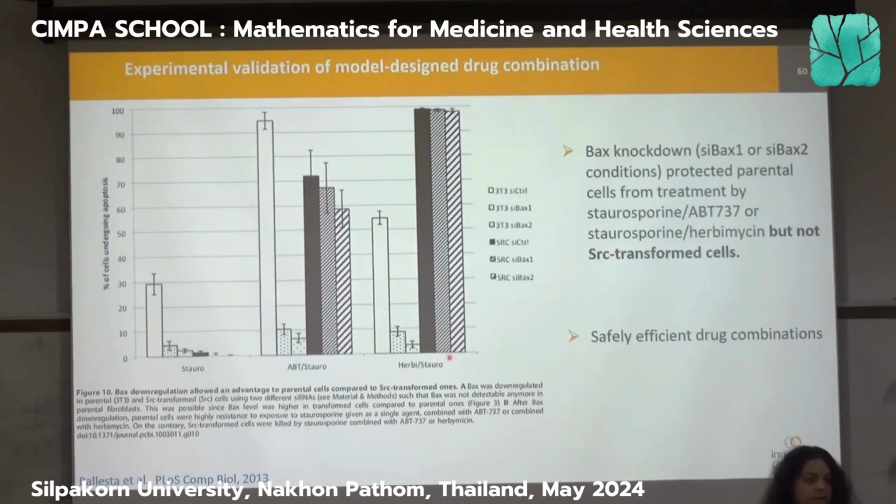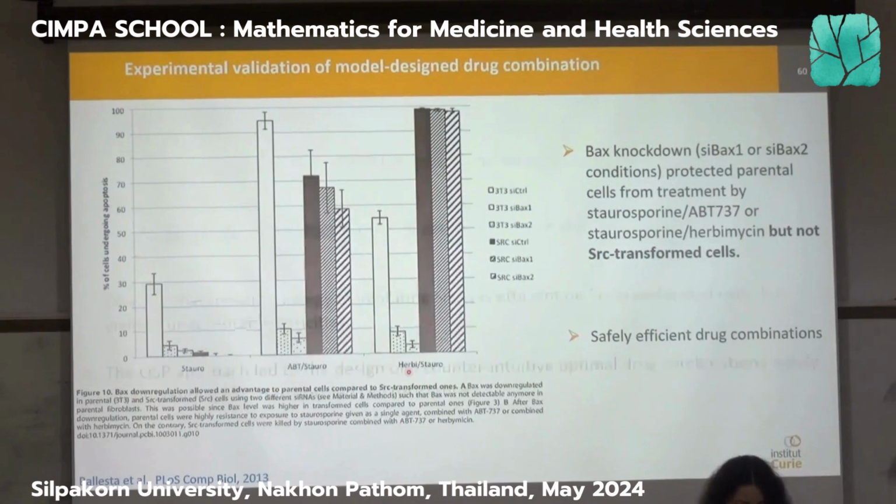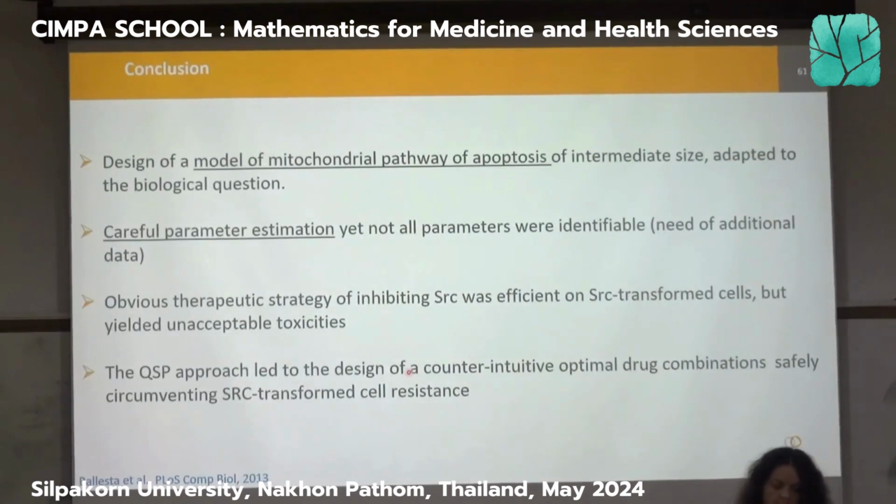We wanted maximum efficacy, so black bars as high as possible, with no toxicity, white bars as low as possible. And this is what we got. So basically, now we can just conclude that the drug combination is validated. And we do have a drug combination that safely eradicates cancer cells. Okay, so this is the conclusion for this first part.